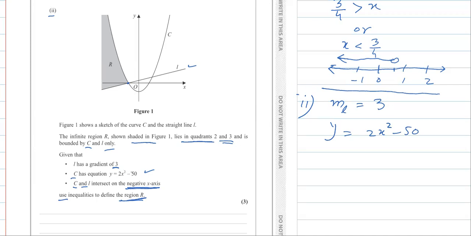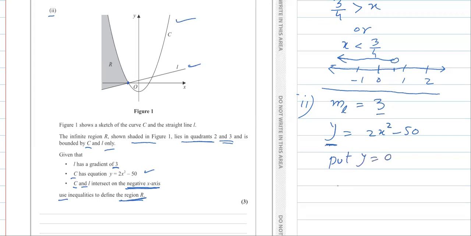For that, I must need to have the equation of the L, because the equation of the curve C is given, that I have already. I need the equation for L. And to find any equation, you need gradient and at least one point. Gradient we have. To find the point, it's given, you can see both intersect on the x-axis. And on the x-axis, it means you can put y is equal to 0.